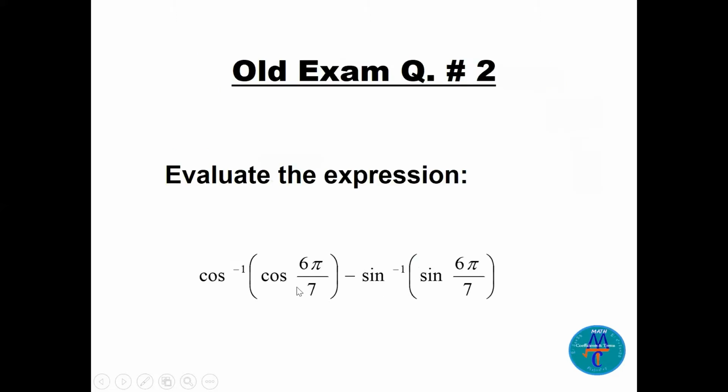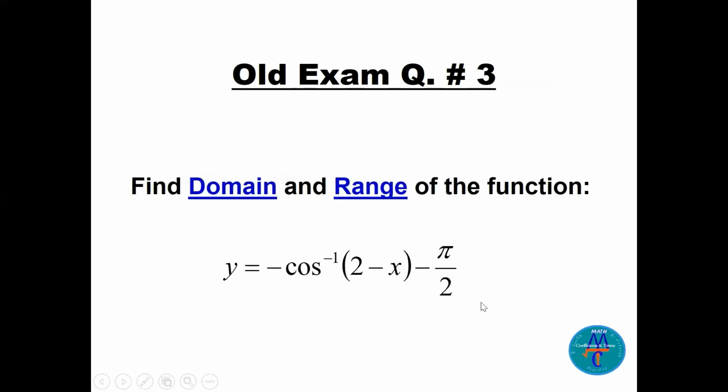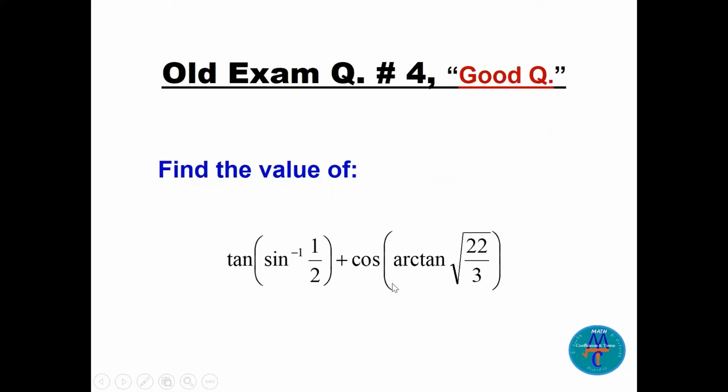Question number 2, evaluate the expression cosine inverse cosine 6 pi over 7 minus sine inverse sine 6 pi over 7. Try to do that. Question number 3, find the domain and the range of this function, y equals minus cosine inverse of 2 minus x, minus pi over 2. You can find a similar question in lecture number 19 about inverse.